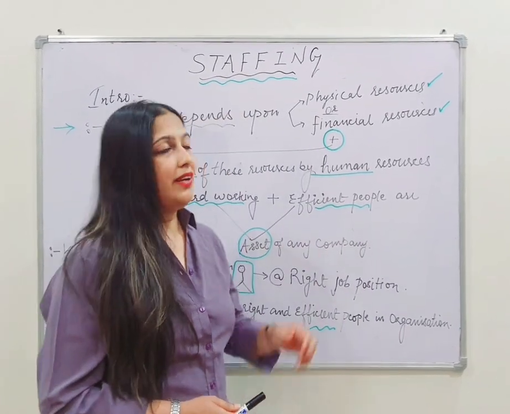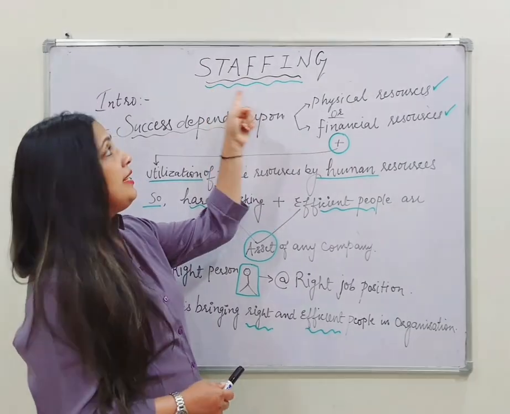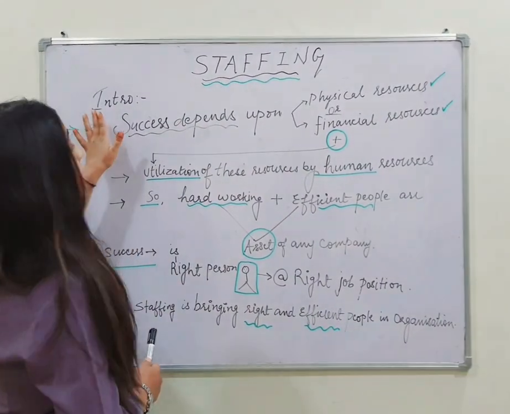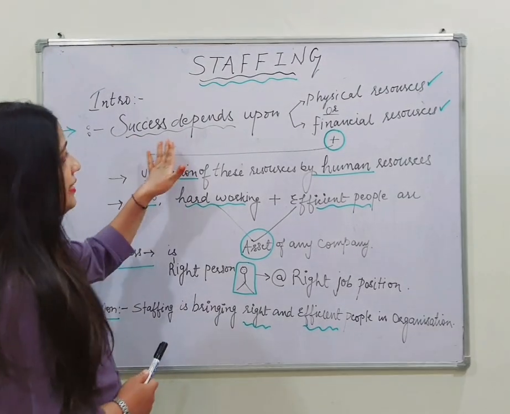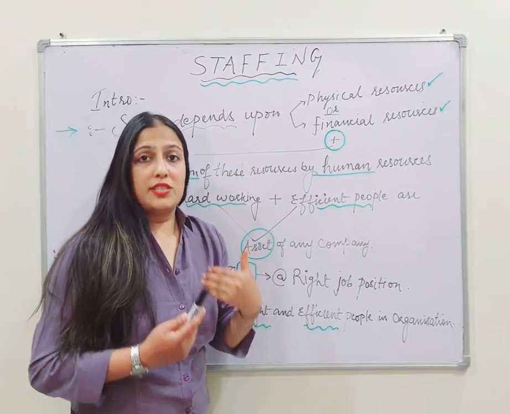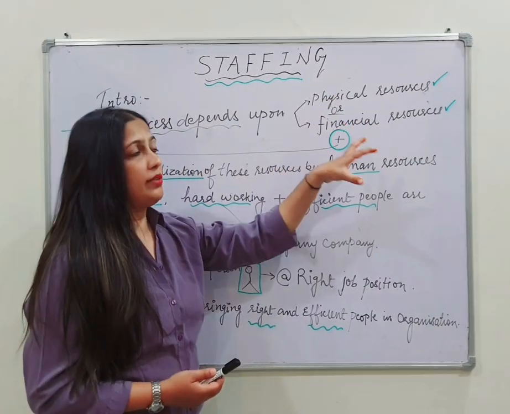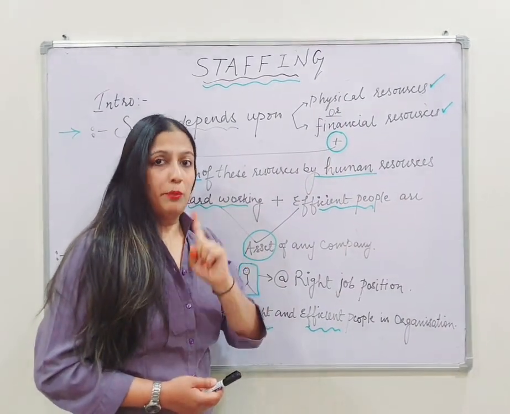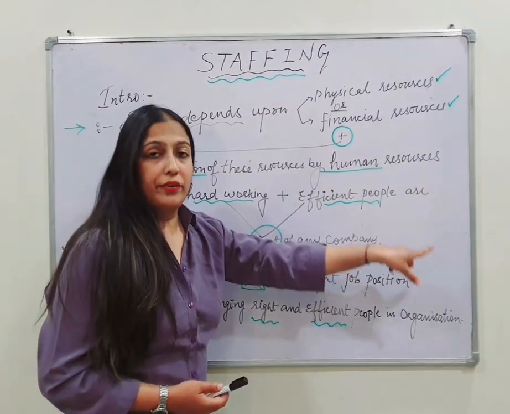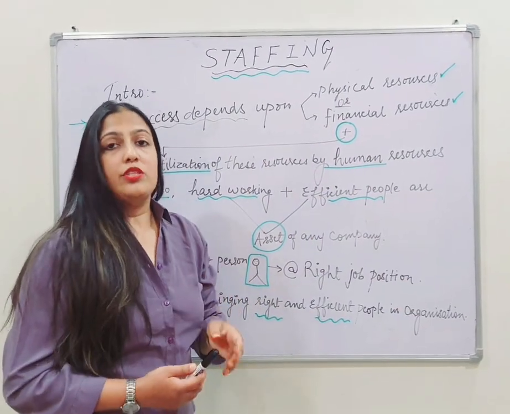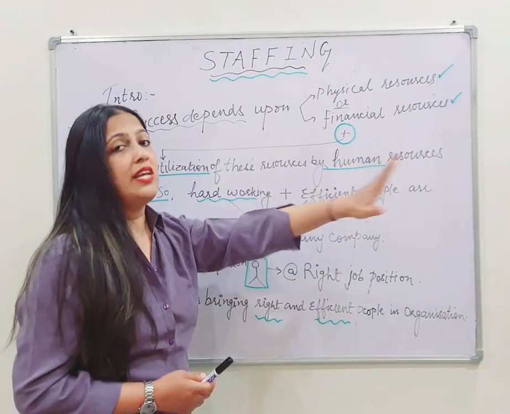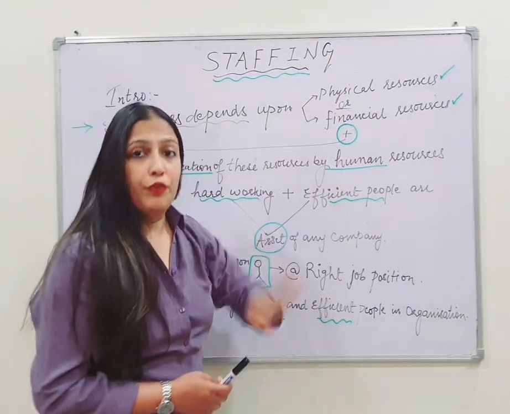Today we are back with our new chapter of the series, Staffing, that is Business Studies chapter number 6, Staffing. Introduction. Success depends upon physical resources and financial resources. किसी भी company का जो success है, that depends upon the physical resource and financial resource plus one more thing, that is utilization of these resources by the human resource. अगर human resource will not be good enough to utilize the financial and physical resource, these two resources are waste.